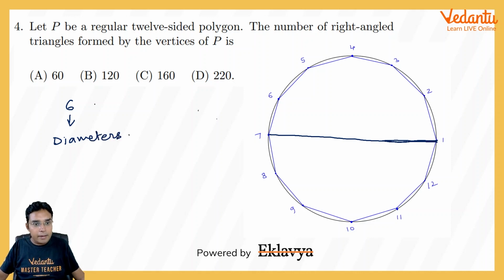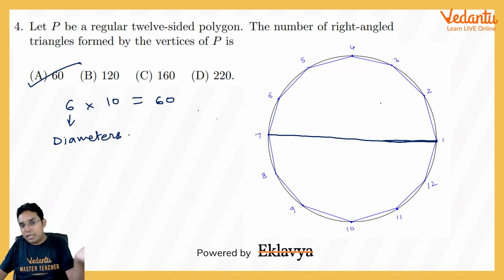Okay, and then for any diameter chosen already, I am still having 10 vertices from which I can choose. So 6 into 10 will be the answer. So that is the answer here. You can think of it otherwise also.